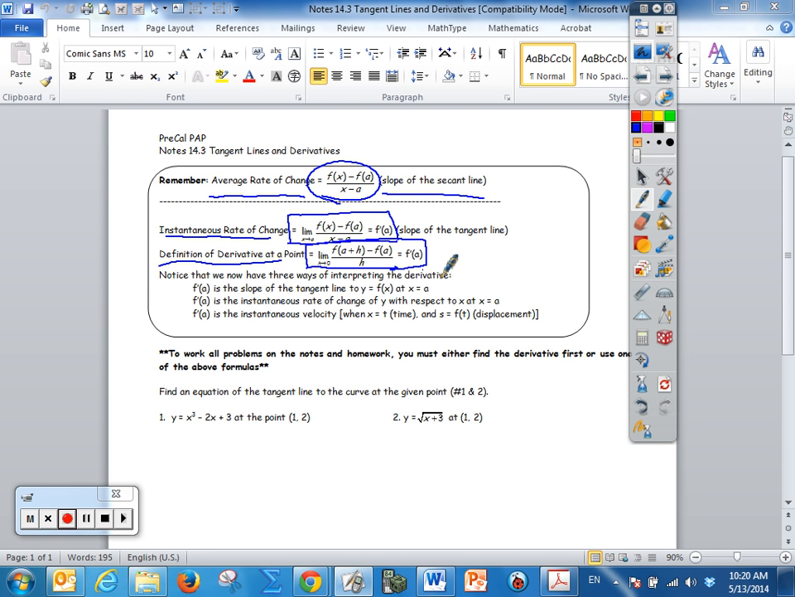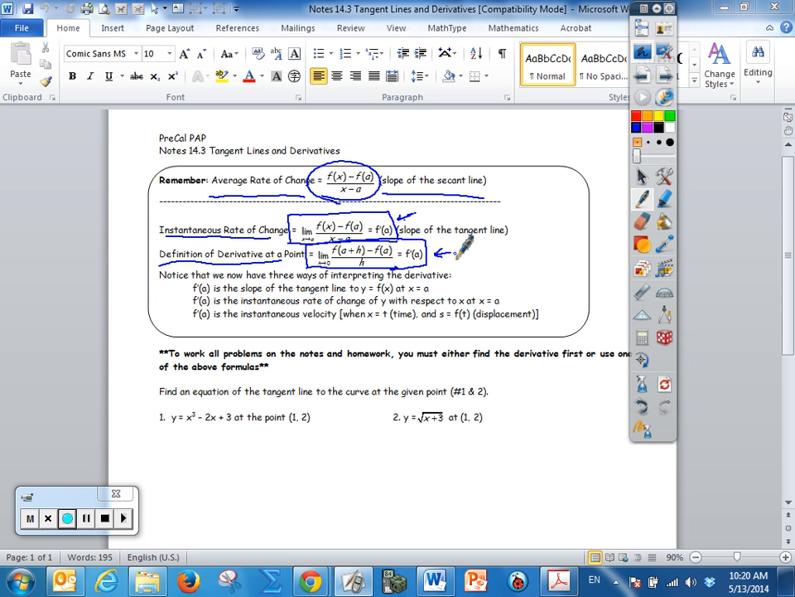You are welcome to use either one. My preference is this one. That's the one that I will be working with, but if you want to use this one, you certainly are welcome to. It will give you the same answer. So both of those are good formulas. We're more accustomed to the definition of the derivative instead of the alternative form. We've been using it all year, so I'm just going to stick with that one.